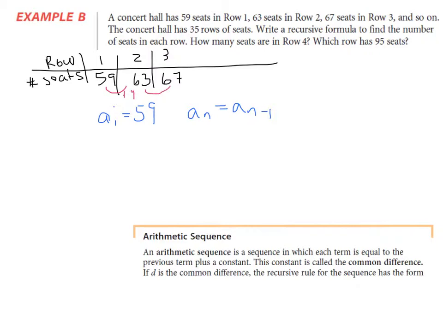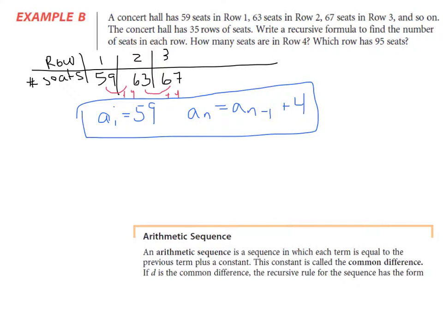And from 63 to 67, again, we're adding 4. So that must be our pattern that we're putting into our recursive formula. So here is our recursive formula. And now we can use that to find the seats in row 4 and which row has 95 seats.